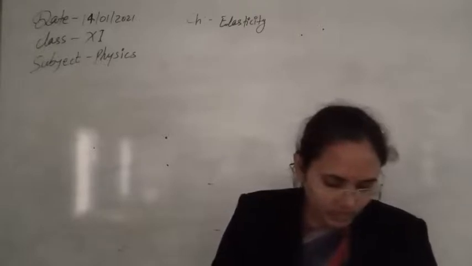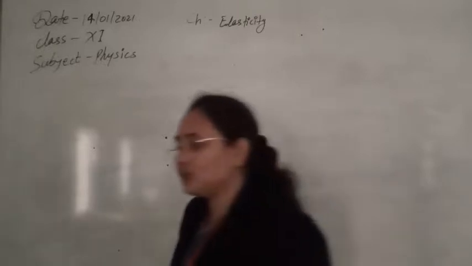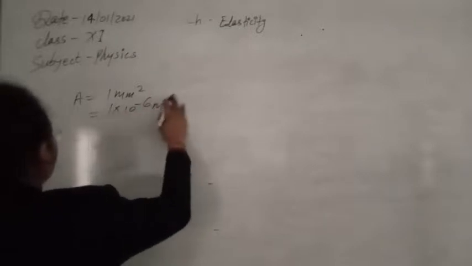Before that, we have to calculate first of all the tension in the cord. So let's first see the data that is given. The area of cross section of the rubber cord is 1 mm square, and we can convert it into meter square. That is 1 into 10 to the power minus 6 meter square.